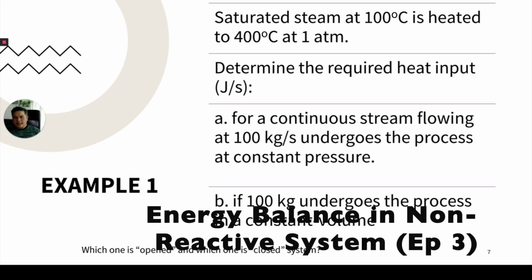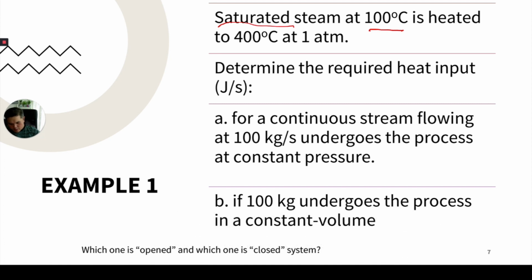We're going to talk about an example here. Saturated steam at 100 degrees Celsius. The keyword here is saturated steam, and it is 100 degrees Celsius. It is heated to 400 degrees Celsius. Now there is a system where 100 degrees Celsius is heated to 400 degrees Celsius at 1 atm, which means that the pressure is constant.